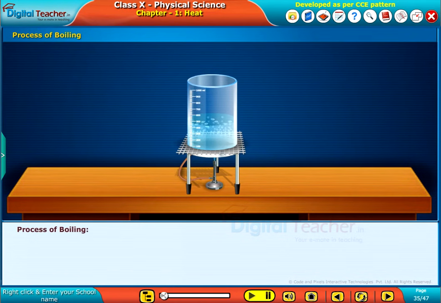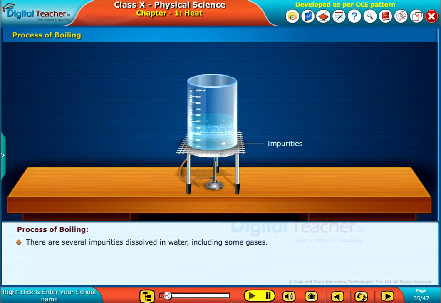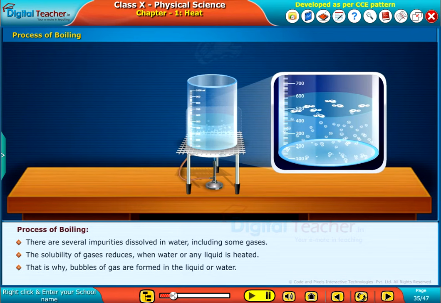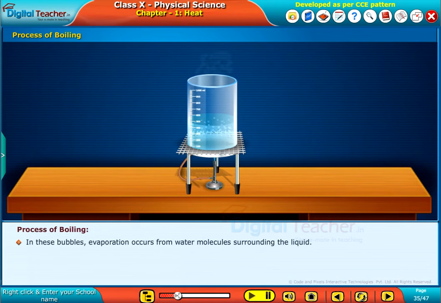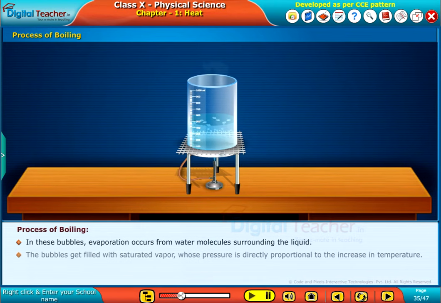Process of boiling. There are several impurities dissolved in water, including some gases. The solubility of gases reduces when water or any liquid is heated. That is why bubbles of gas are formed in the liquid or water. In these bubbles, evaporation occurs from water molecules surrounding the liquid.